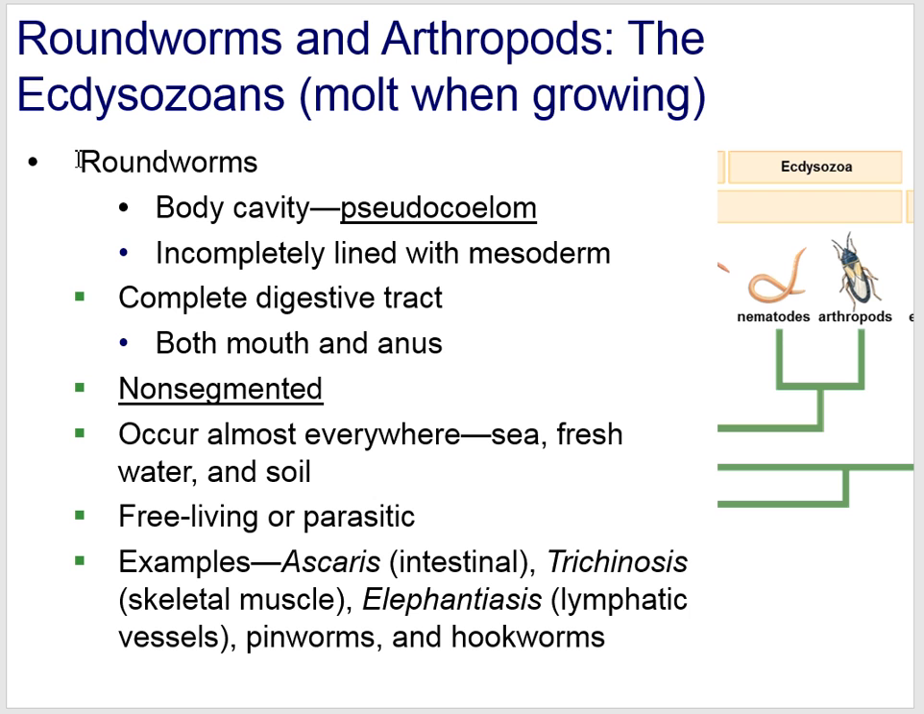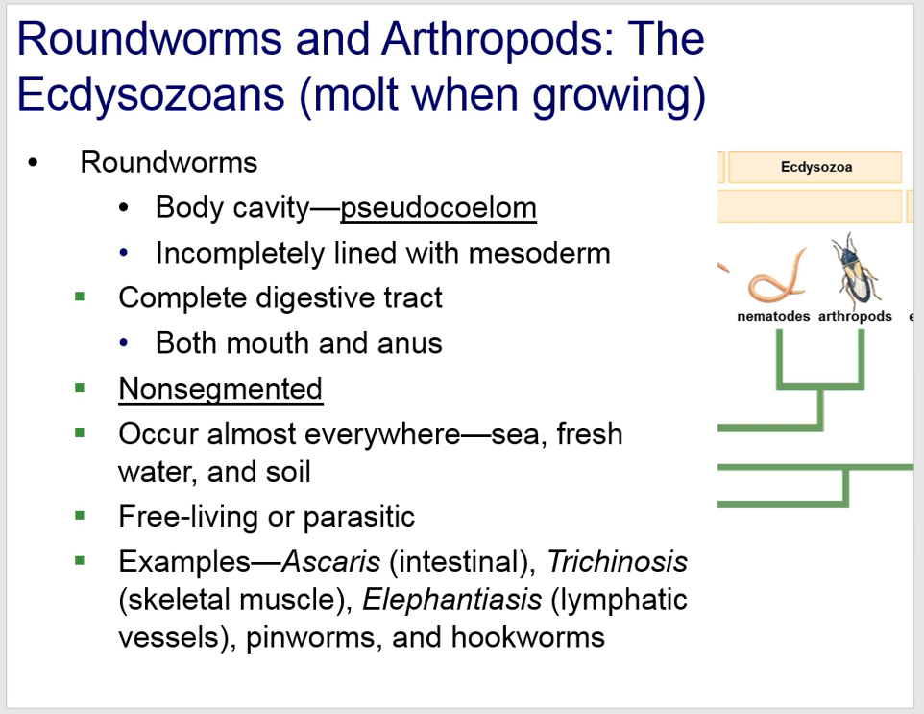These are some creepy crawlies that are not segmented. Okay, some of these are human parasites. You've probably heard of elephantiasis. You might have heard of Ascaris, which is an intestinal roundworm. But many of these are free-living and non-parasitic, so they just are minding their own business, living in dirt. But they do molt as they grow.